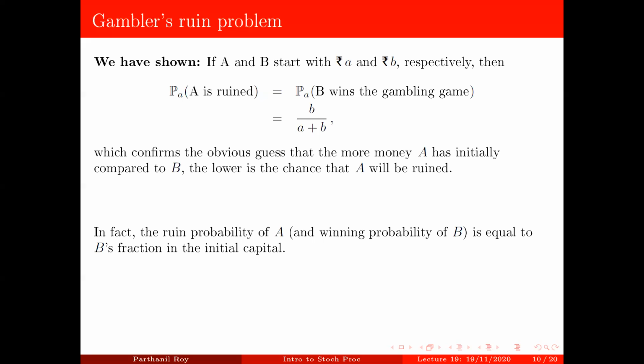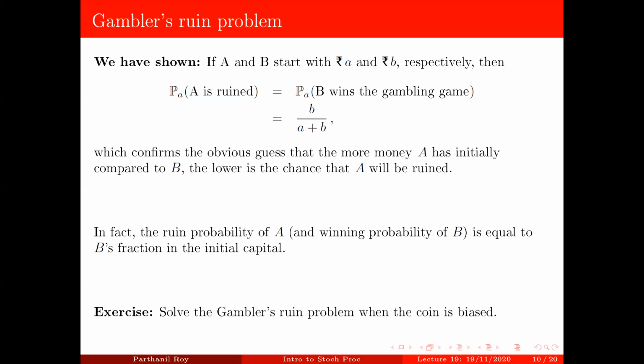So if B owns only 10% in the initial capital, say A starts with rupees 90 and B starts with rupees 10, then of course the probability that A is ruined would be only 10%, because B has only 10% of the money in the initial capital. So whatever B's fraction is in the initial capital, that is equal to the ruin probability. So the ruin probability of A, which is the winning probability of B, is proportional to the amount of money B has in the beginning, if A plus B is assumed to be constant. In other words, you can think of it as a fraction in the initial capital.